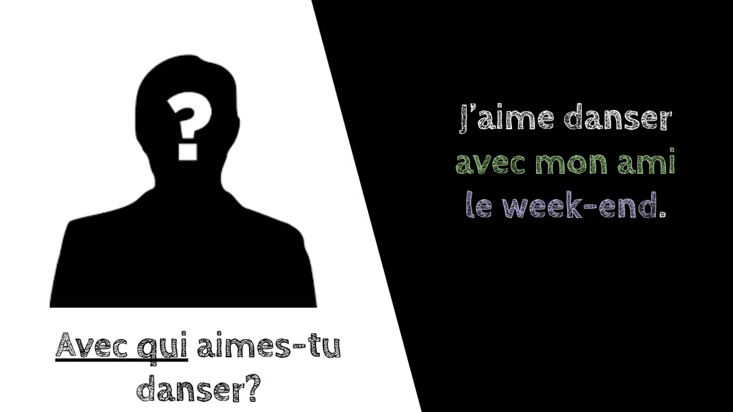Okay, répétez. Avec qui aimes-tu danser? J'aime danser avec mon ami. Good. And then if we want to get a 4, we need to add more details. So, répétez. J'aime danser avec mon ami le week-end. Excellent. So, just having the green is what would get you a 3. And if you add something like the purple, that would get you a 4.